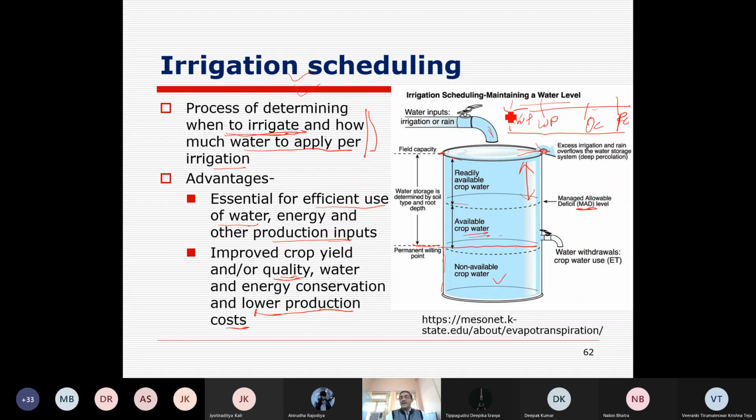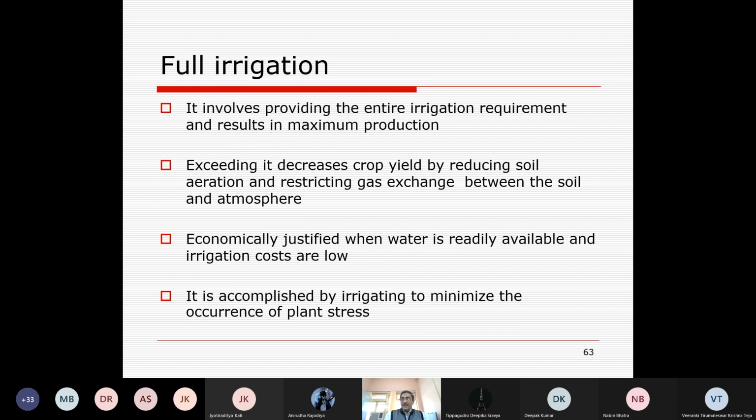It is simply showing this line diagram we have already discussed. And let us find out how to schedule irrigation. So irrigation scheduling, it is basically full irrigation. Suppose we are scheduling a full irrigation. What does that mean? It involves providing the entire irrigation requirement and results in maximum production. Meaning whenever the moisture is reaching the critical condition, we are applying water. So it is basically full irrigation without any stress to the plant.